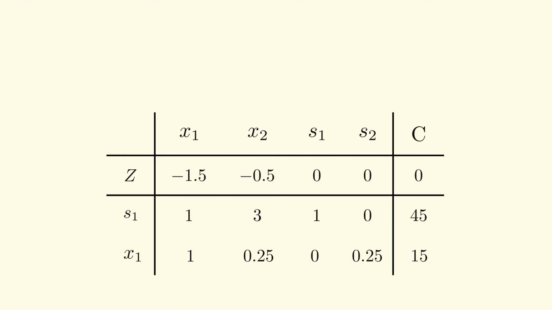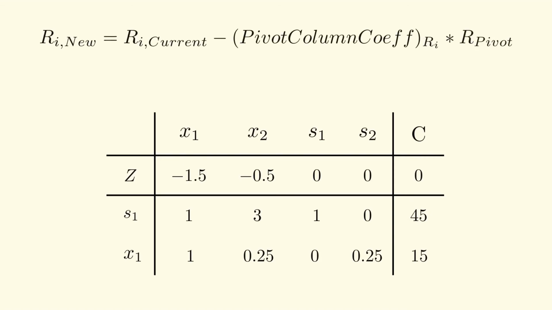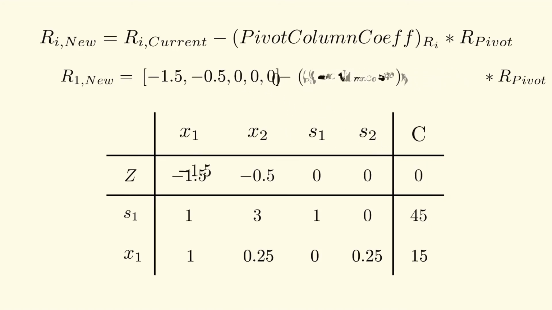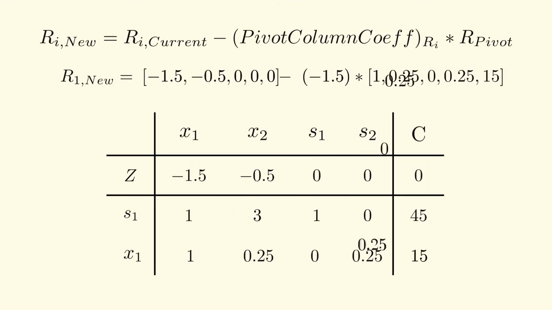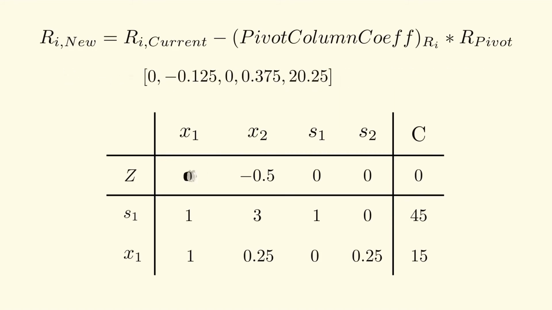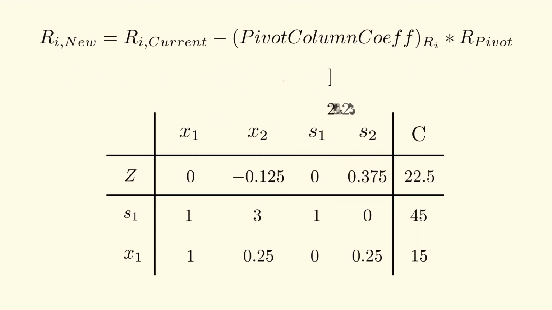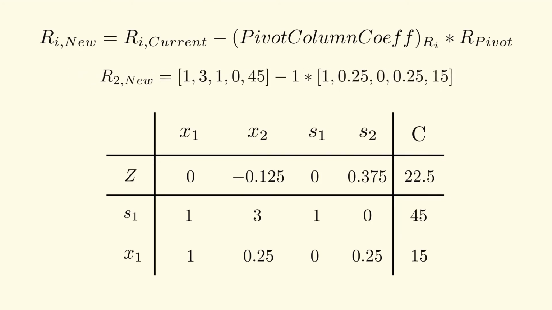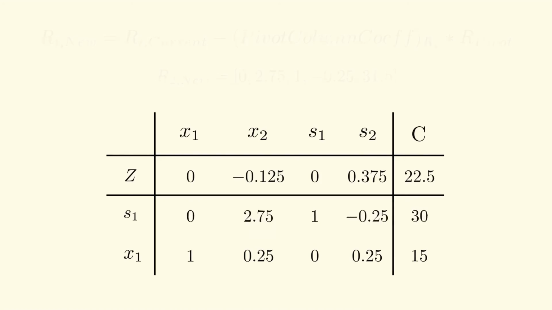And the next step is also what we do in normal equation solving. We eliminate x1 from all other equations. So for all other rows, including the objective equation, we get the new ith row by subtracting from the current ith row the pivot column coefficient times the new pivot row. Now putting in all the values, we can see how this works out for the first row, and similarly for the second row. All these operations are called Gauss-Jordan row operations, which you might be familiar with if you've worked with matrices.